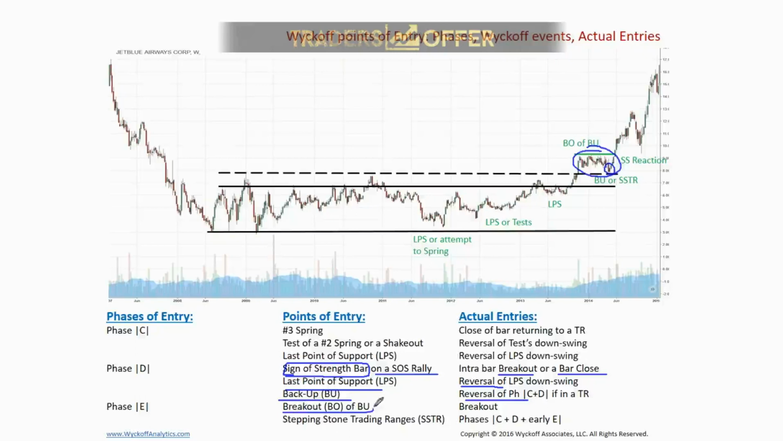Phase E, any type of breakouts out of the backing up action. So let's say a breakout like this after the backing up action is completely appropriate for us to buy. And some kind of stepping stone trading ranges, so something like even this acts as a stepping stone, so phase C, D would be the ones that we would be looking for.